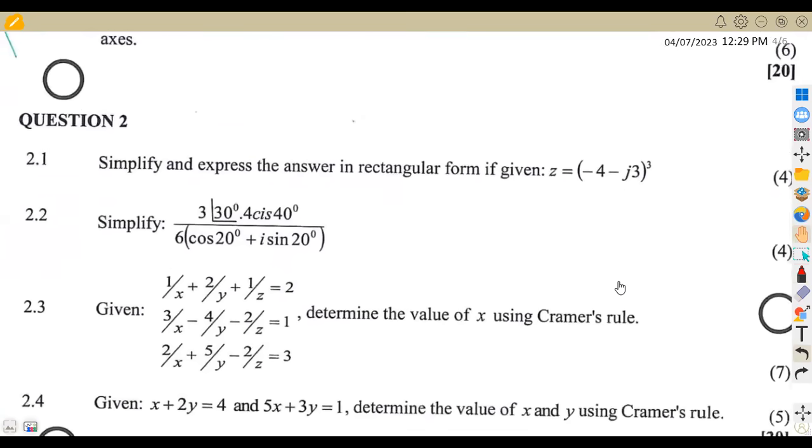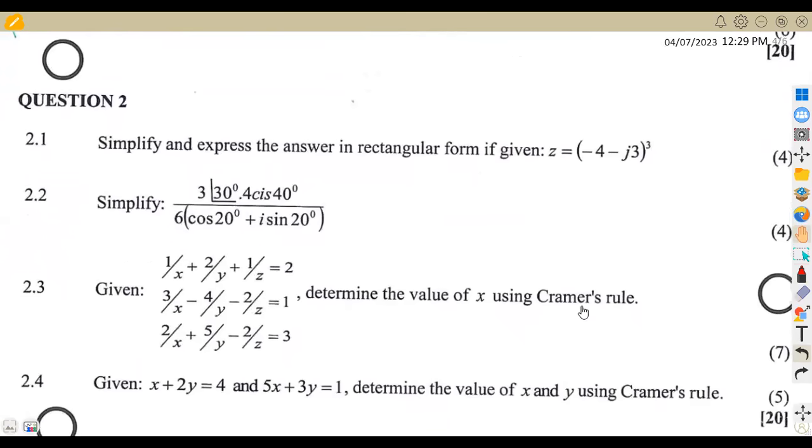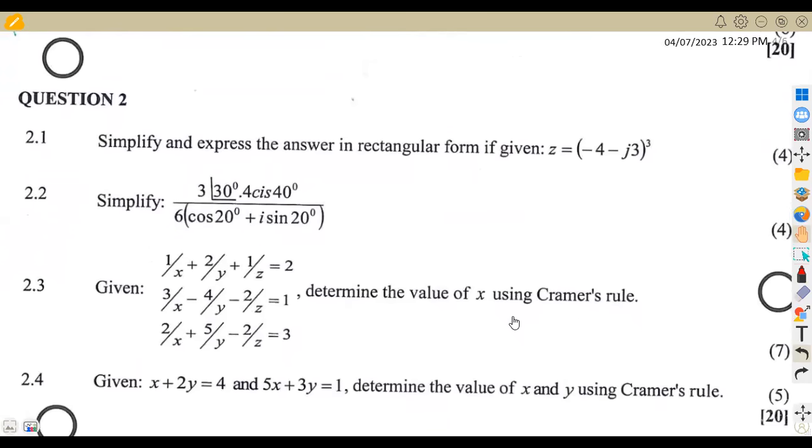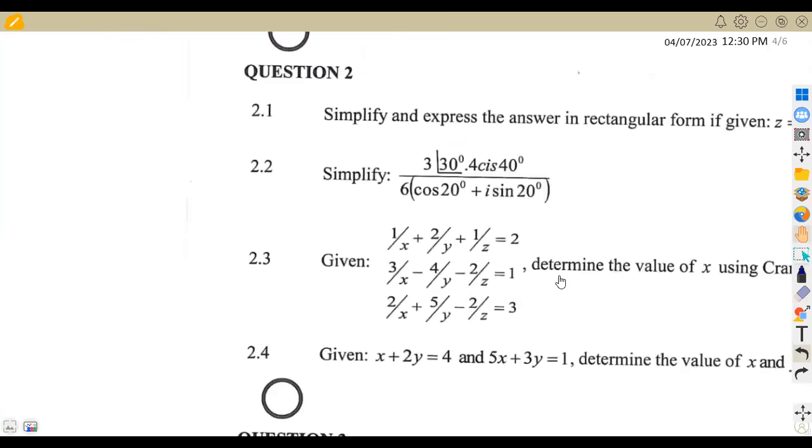All right, question 2. 2.1, we are given to simplify and express the answer in rectangular form. So this is complex numbers, rectangular form. If we check here, it's already in rectangular form, but for us to raise this to the exponent of 3, it is going to take us a lot of time. So what can we do? Let's just have this question aside. Let me just remove everything. All right, so this is question 2.1.